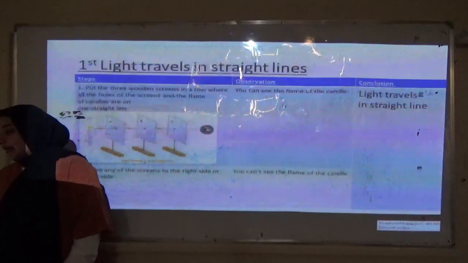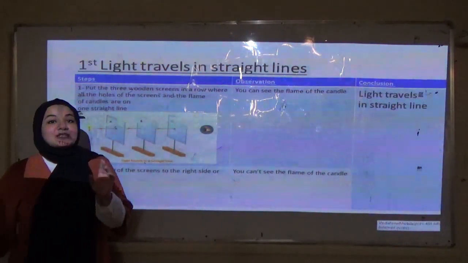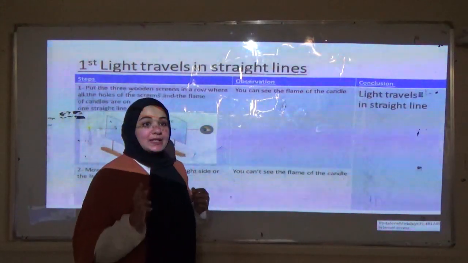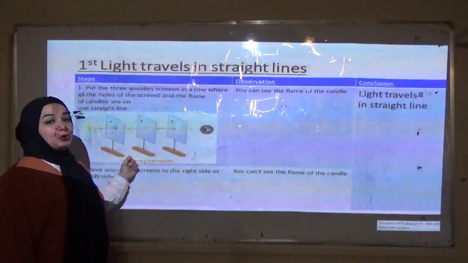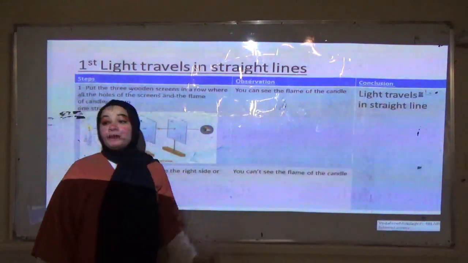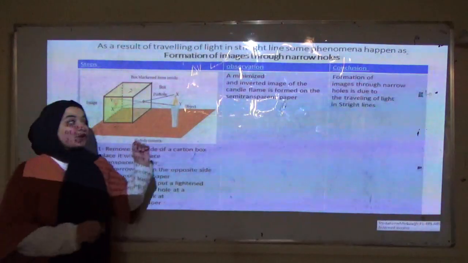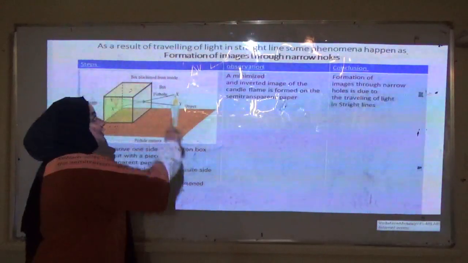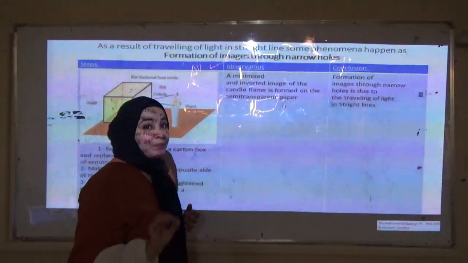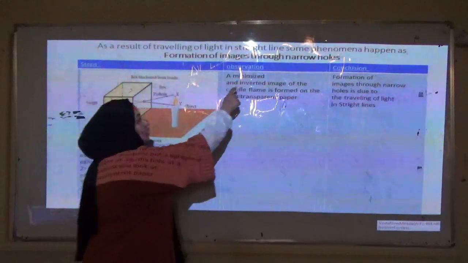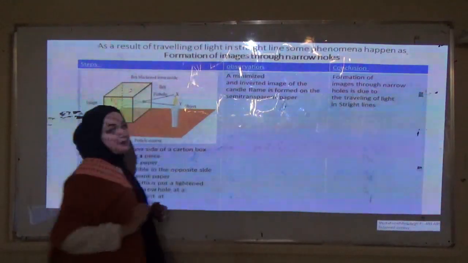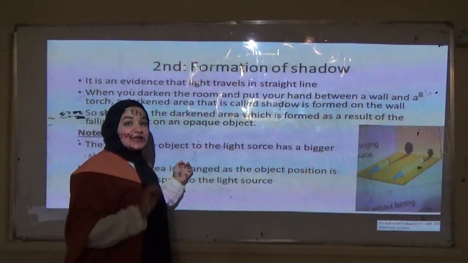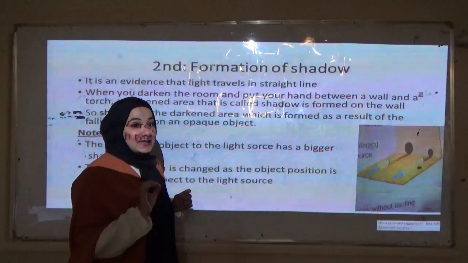So, as a previous review, the first property of light that we discussed is that light travels in what? In a straight line. And this experiment proves that light travels in a straight line. Also, I have phenomena due to the traveling of light in a straight line. This phenomenon is the formation of an image through a narrow hole. Pay attention with me. The image is what? Minimized and inverted. This is very important. And also the formation of shadow. This is another proof that light travels in a straight line.